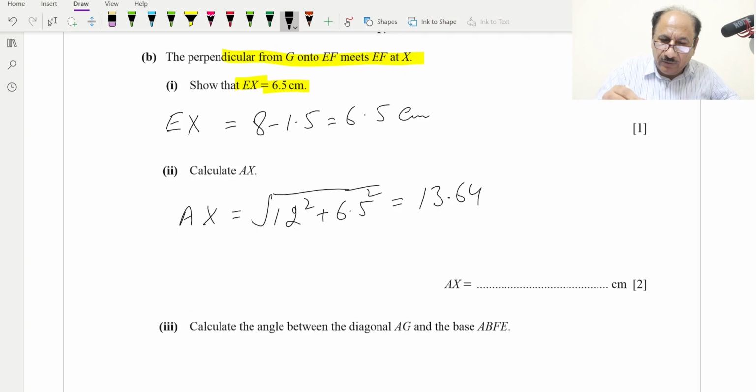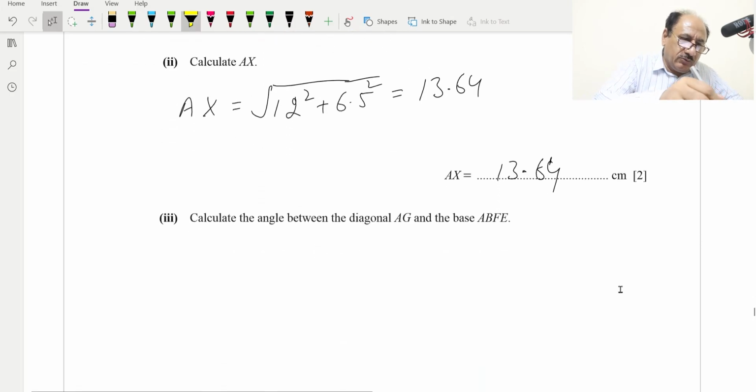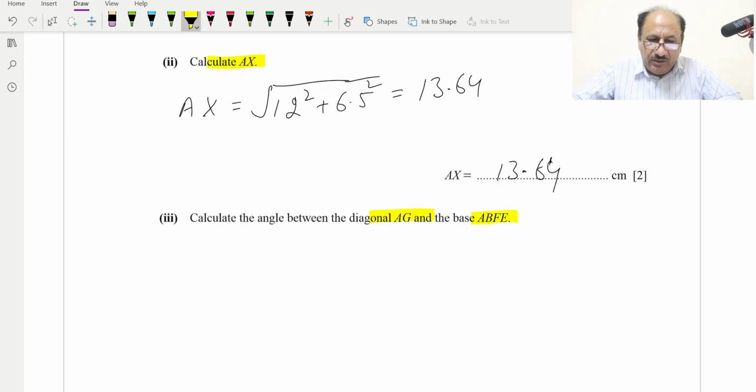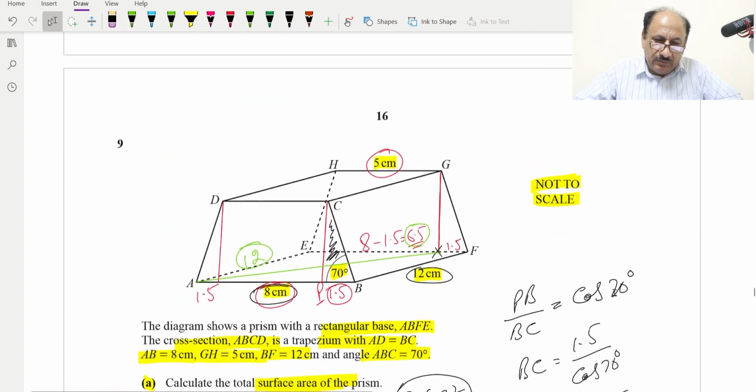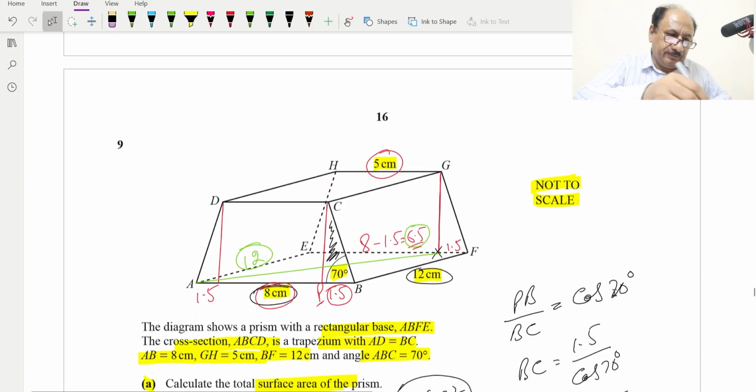13.64 will be our answer which we can provide over here. Hopefully you understood this. Now after calculating this AX, we have to calculate the angle between the diagonal AG and ABFE. So we will check diagonal AG, and so we can find diagonal AG. We have to draw, and that will be this line.